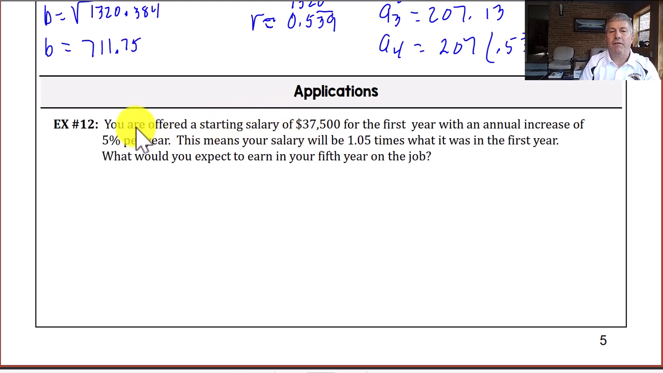In sample 12, you're offered a starting salary for your first year of $37,500 with annual increases of 5% each year. This means your salary will be 1.05 times what it was in the previous year. What would you expect to earn in the fifth year of your job? So this is going to be 5 1.05s. Your first year is going to be 37.5, and then the next year would be 37.5 times 1.05. I put my decimal place in the wrong spot.